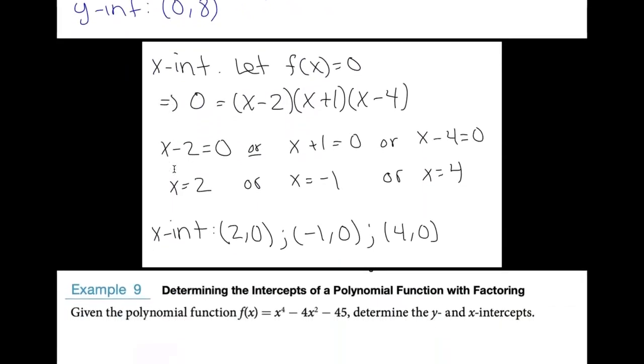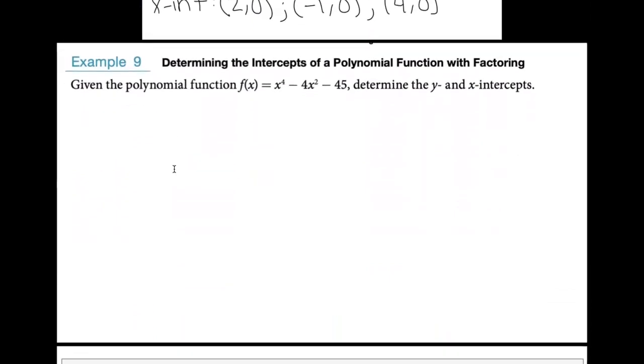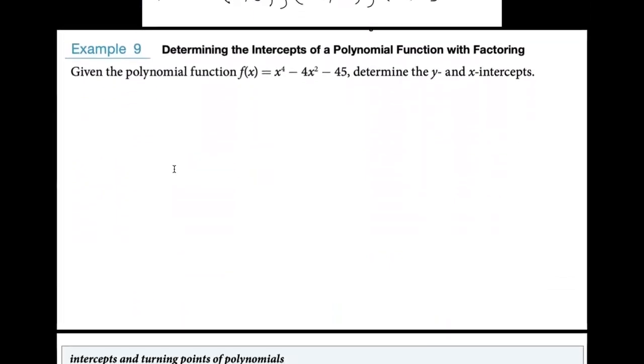All right, let's try another one. We want to find the x and y-intercept of this function. However, it's not factored, so we do have to factor it first, then look for these x and y-intercepts. So go ahead and pause the video, attempt it, and then unpause and compare your answers.